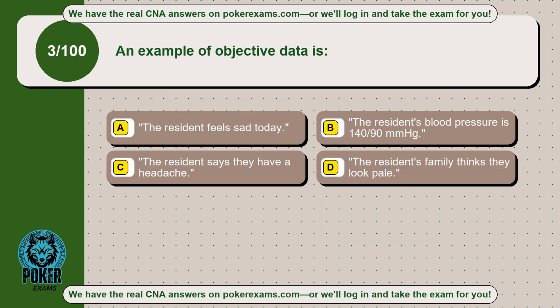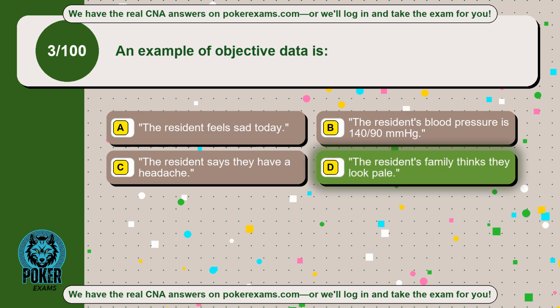Question 3. An example of objective data is: Option A. The resident feels sad today. Option B. The resident's blood pressure is 140/90 mmHg. Option C. The resident says they have a headache. Option D. The resident's family thinks they look pale.